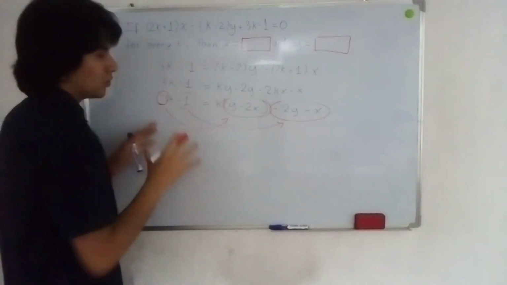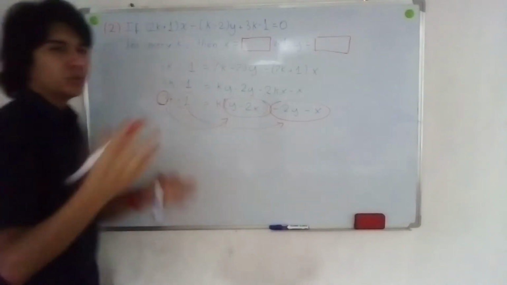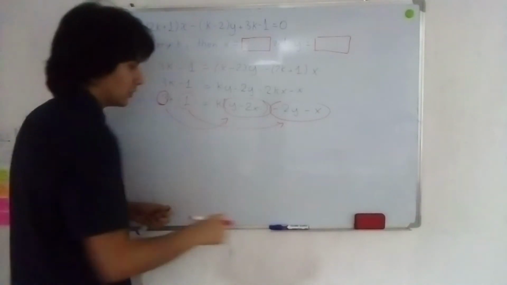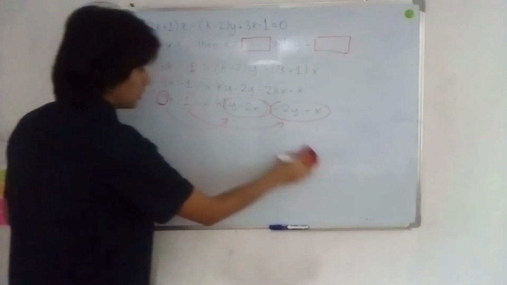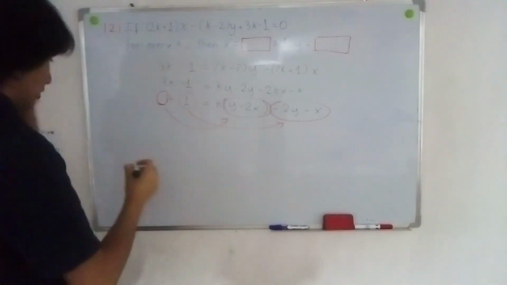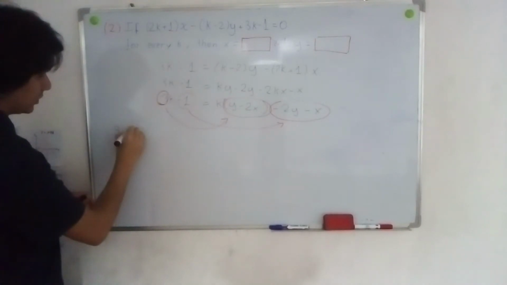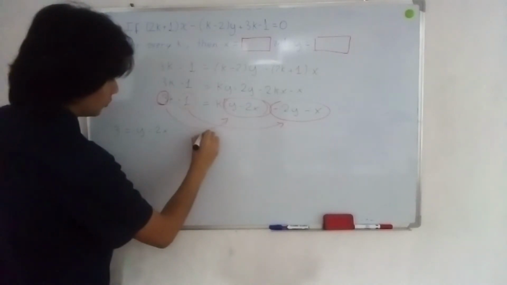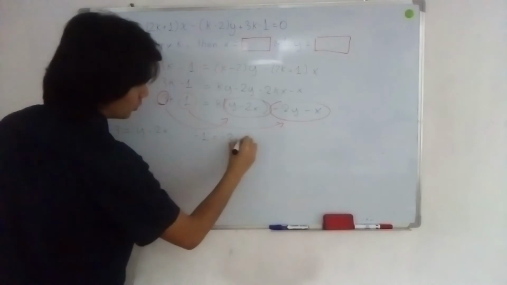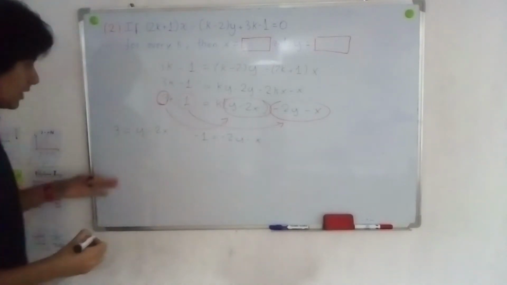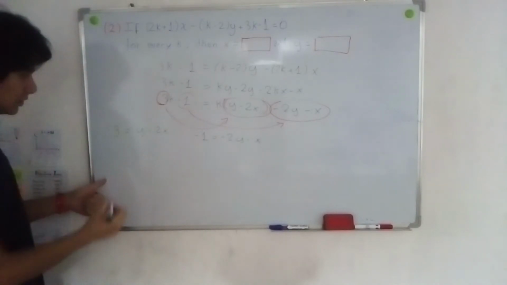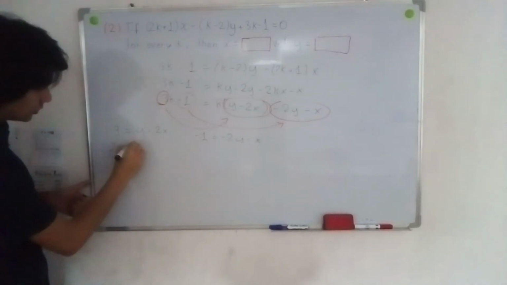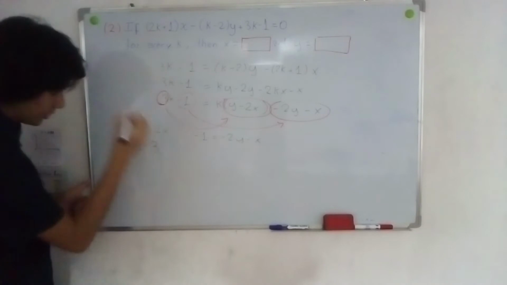So let's put this thing to two questions. Let's go. That is 3 is equal to y minus 2x and minus 1 is equal to minus 2y minus x. And how much is that? That is 2x is equal to y minus 3. Okay.